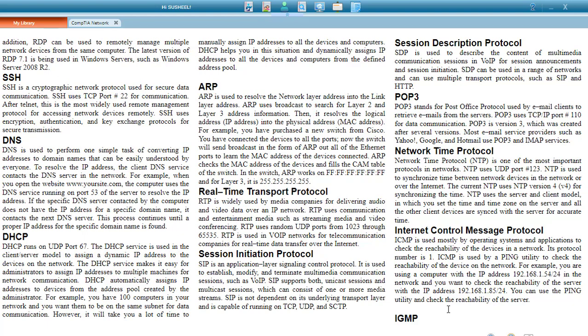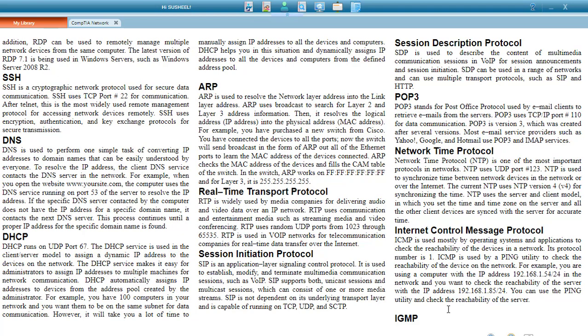ARP. ARP is used to resolve the network layer address into the link layer address. ARP uses broadcast to search for layer 2 and layer 3 address information. Then, it resolves the logical address, IP address, into the physical address, MAC address.